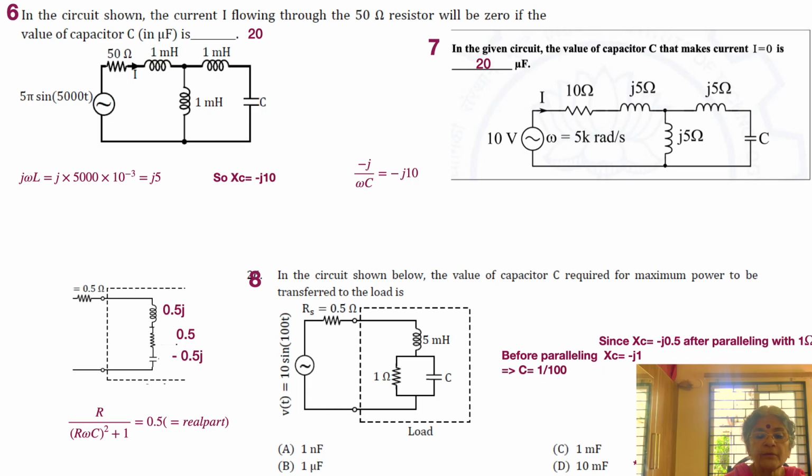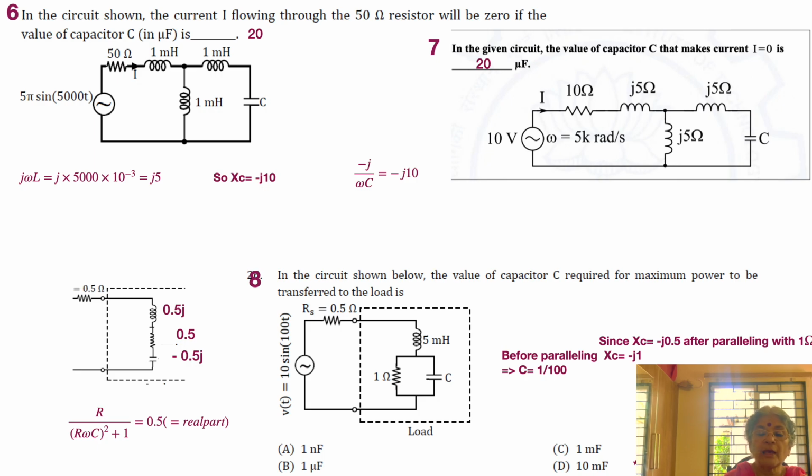Let's move on to problem number 7. There again, it looks similar because we have a 10 volt source with 5 kilo radians per second, or 5,000, as we saw earlier. Now 10 volt is the RMS value, which is of course of no consequence, as we saw in the previous problem. Omega is important, which is 5,000 again, and then there is a 10 ohm resistor, whereas in the previous circuit we had 50 ohms, and then j5. Again j5 is coming on as one part of the parallel branches. The other branch has j5, an inductor, and the capacitance.